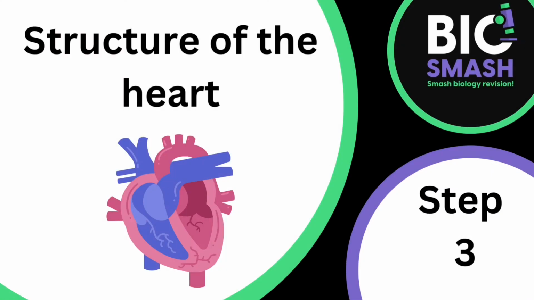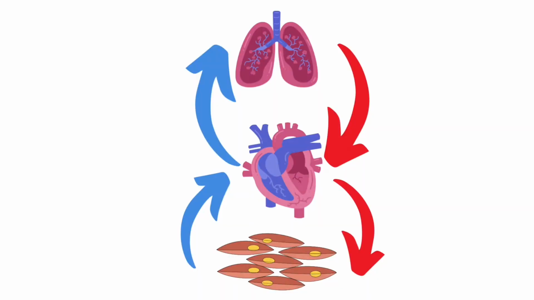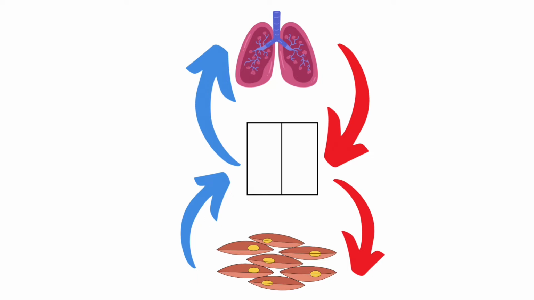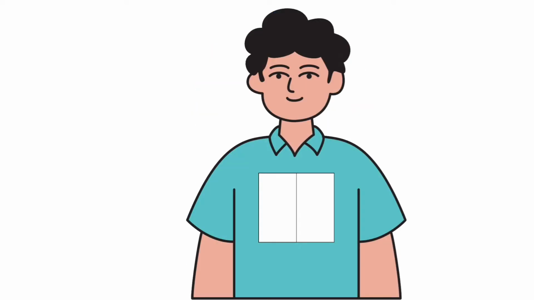Now that we understand the job of the heart and the role of the circulatory system, let's start to look at the structure of the heart. To help us to do this, I'm going to replace the heart with the diagram of a box divided into 2. So this box represents your heart.